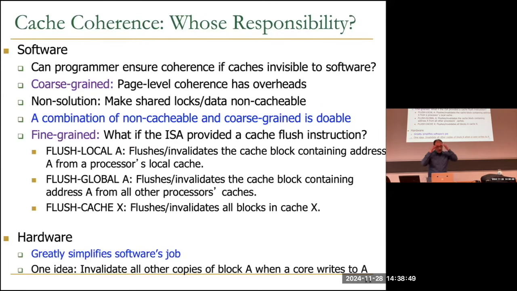In hardware, you can greatly simplify the software's job. One idea is that when a core writes to cache block A, you can invalidate all other copies of block A in other caches. I should also say that here we are talking about blocks. That's the granularity of the cache coherence that we're going to talk about today. It could also be at the granularity of words or bytes, or bits. But of course, that creates a lot of overhead.